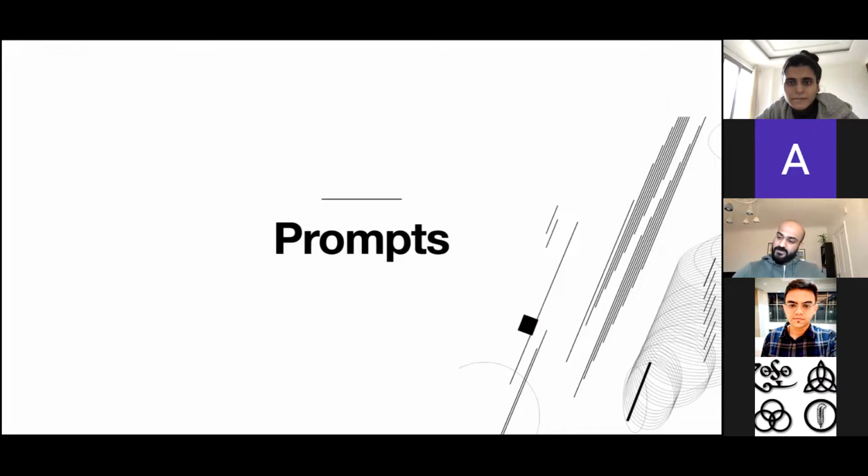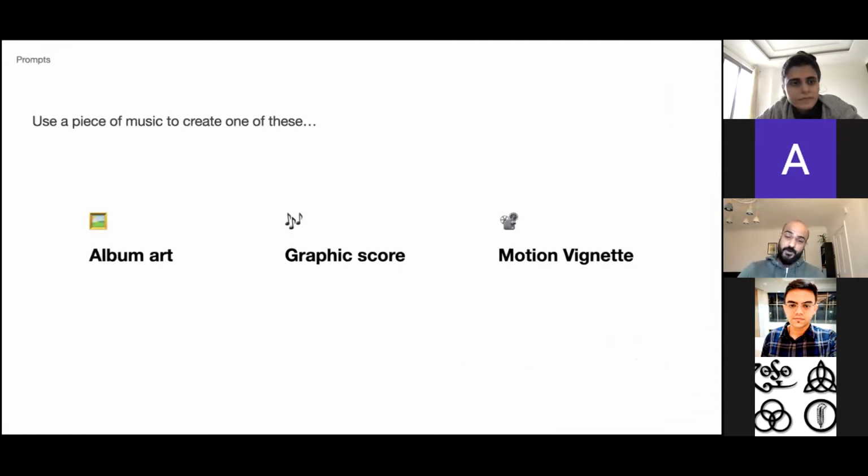And yeah, it's coming to the last bit. I had some prompts for you guys to maybe take outside of the session if you're interested in creating something with an existing piece of music that you're working on, or maybe it's an album or an EP or something like that. You could choose one of these, which could be trying to create some album art, maybe doing a graphic score, like the examples that we showed earlier, and then maybe some sort of motion vignette that could be used on your social media channels or something like that.